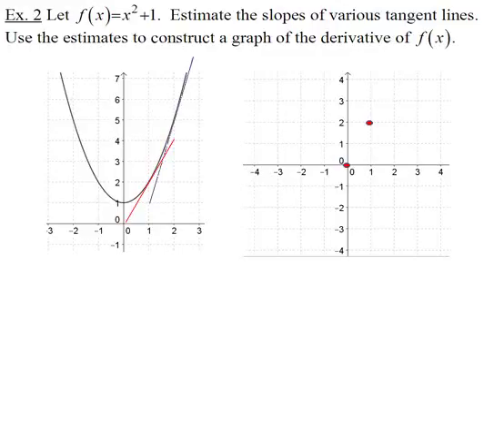Drawing a tangent line at x equals 2, the slope looks like it might be about 4. Graph 2, 4 to show that when x equals 2, the slope is 4. Because of the symmetry, we get the opposite slopes on the left side. The graph of the derivative of f appears to be a line.